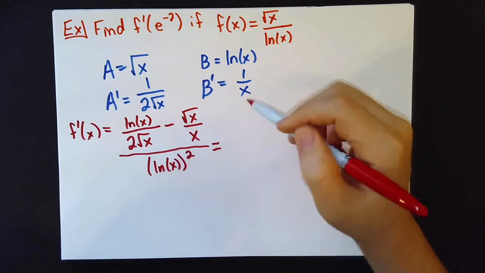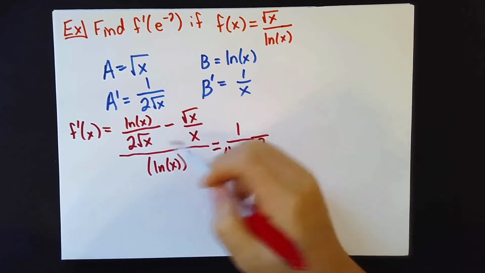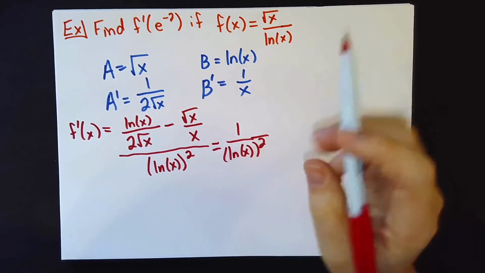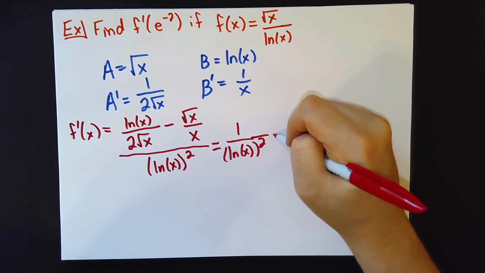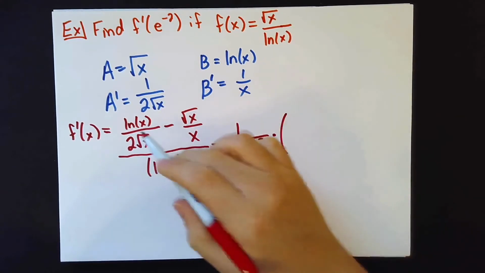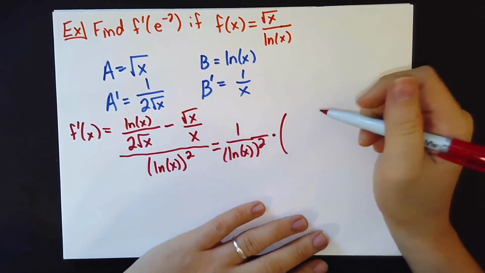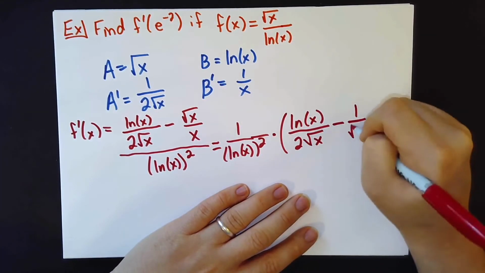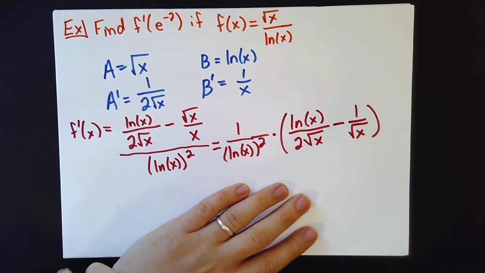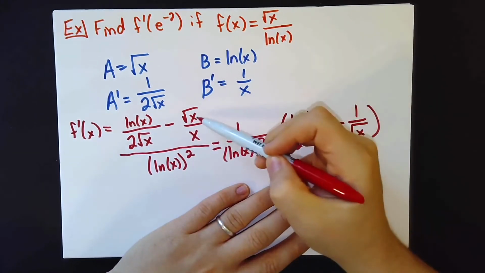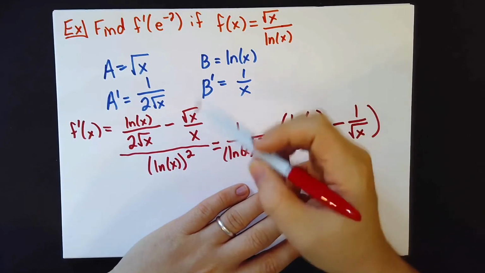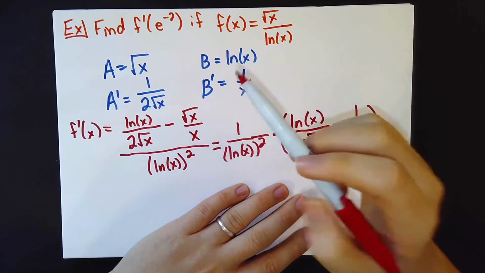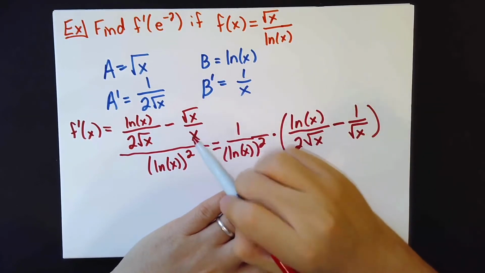Okay, so let's try and simplify this. So instead of having this divided by natural log of x squared in the denominator, I'm going to write this as 1 over the natural log of x squared times, and then I'll write down this thing. And square root of x over x is actually 1 over the square root of x. Why is that? This is an x to the 1/2 power in the numerator. This is an x to the 1 power in the denominator. So that's the same as 1 over x to the 1 minus 1/2.